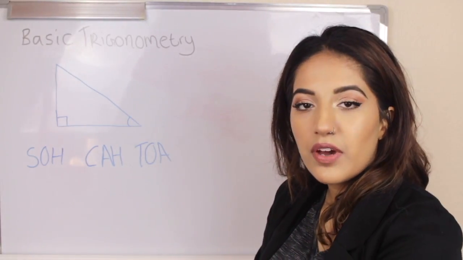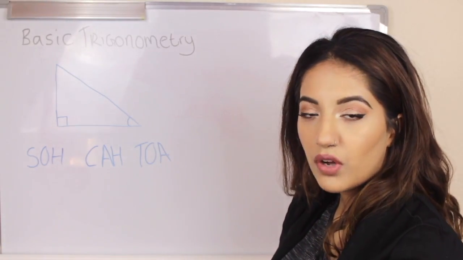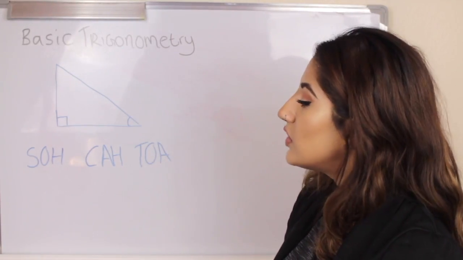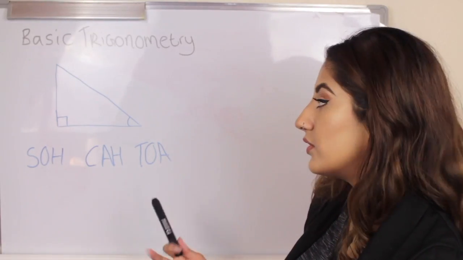This is the first video of a series. What is trigonometry? Trigonometry is maths involving triangles. When we do trigonometry, we're calculating either missing sides or missing angles.